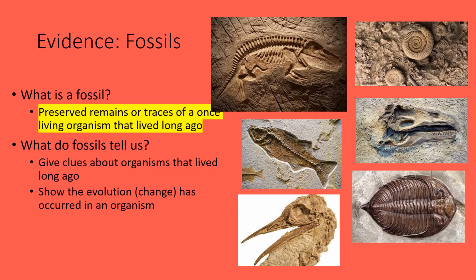Okay, so this is our fossil evidence. We can see a bunch of pictures of fossils on this slide. For your definition of a fossil, you can write down that they are preserved remains or traces of once living organisms that lived a long time ago. Sometimes they don't live a long time ago necessarily. Sometimes we can find fossils of things that are still living today, but oftentimes it is things that lived a long time ago and are no longer living now. So what's highlighted in yellow, you can write that down.